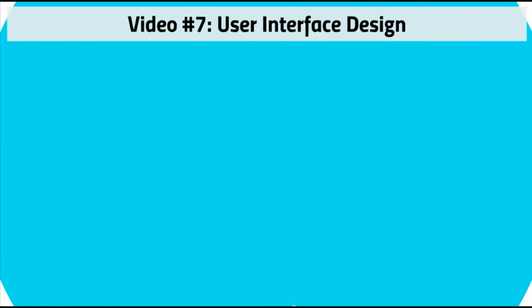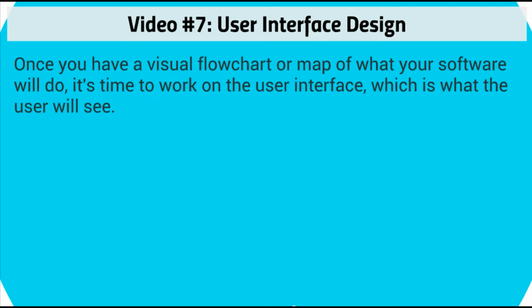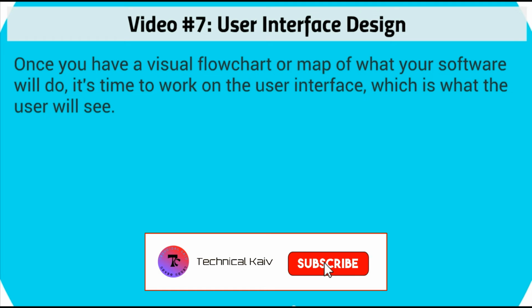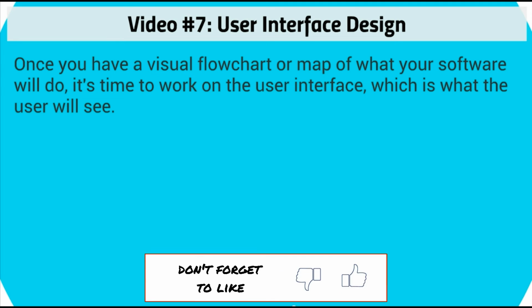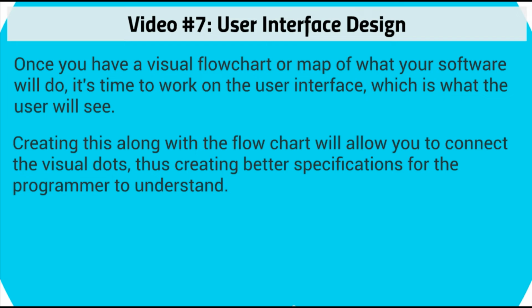Hello and welcome to video number 7, and we're going to talk about user interface design. Once you have a visual flow chart or map of what your software will do, it's time to work on the user interface, which is what the user is going to see. The flowchart was for you and the programmer to understand, but the user interface is also for the programmer, so that you have an idea of how things are going to be laid out. Creating this along with the flowchart will allow you to connect the visual dots, thus creating better specifications for the programmer to understand.